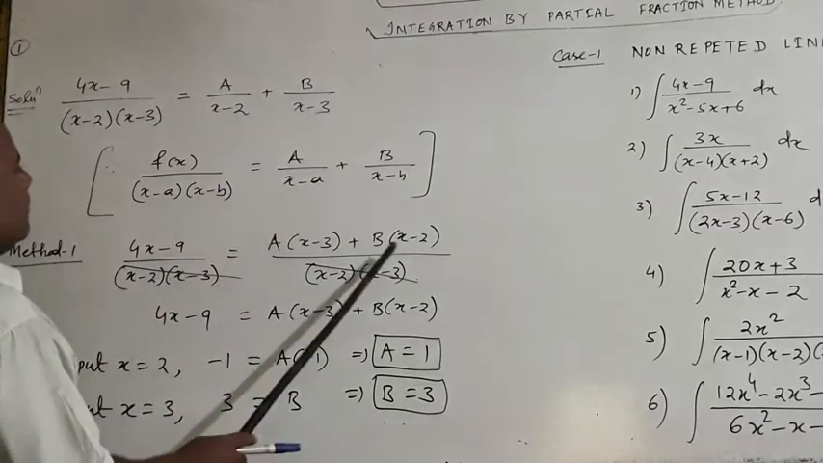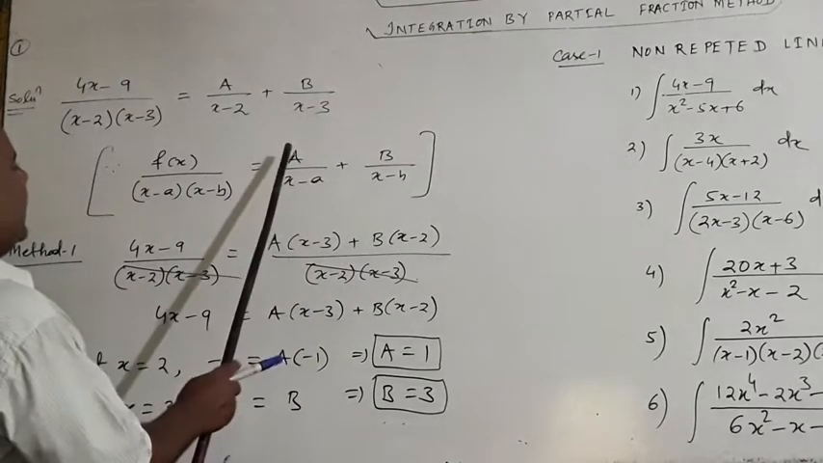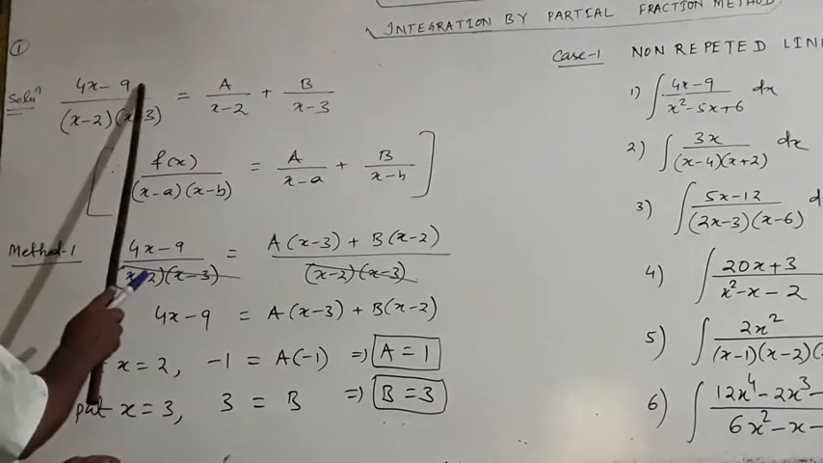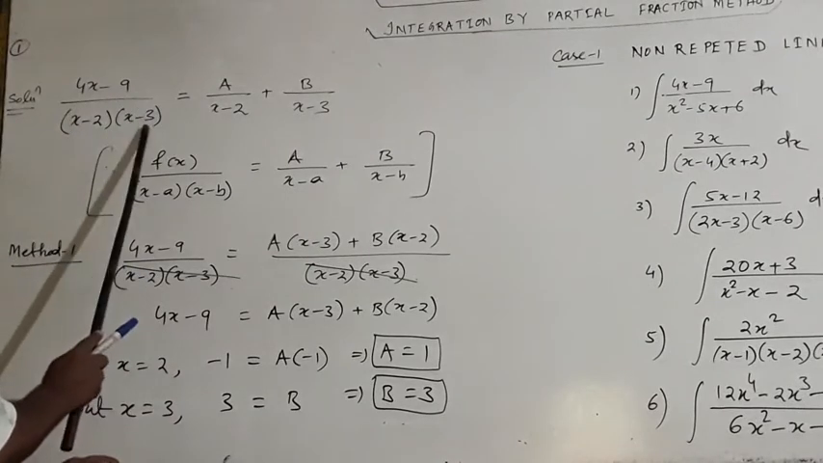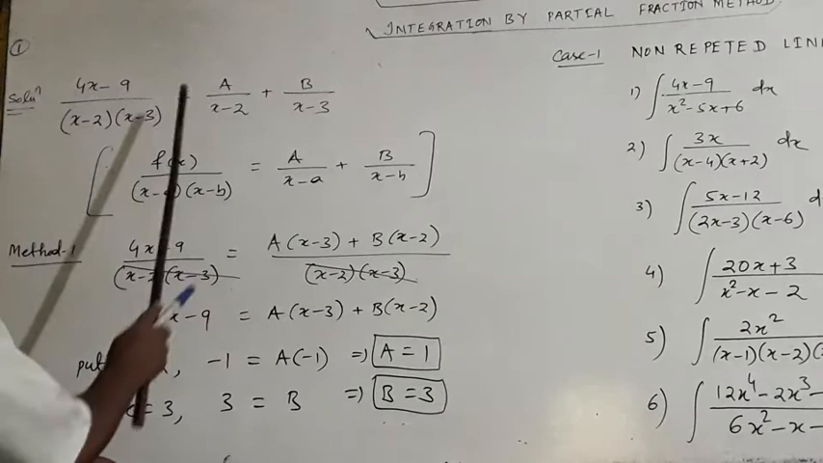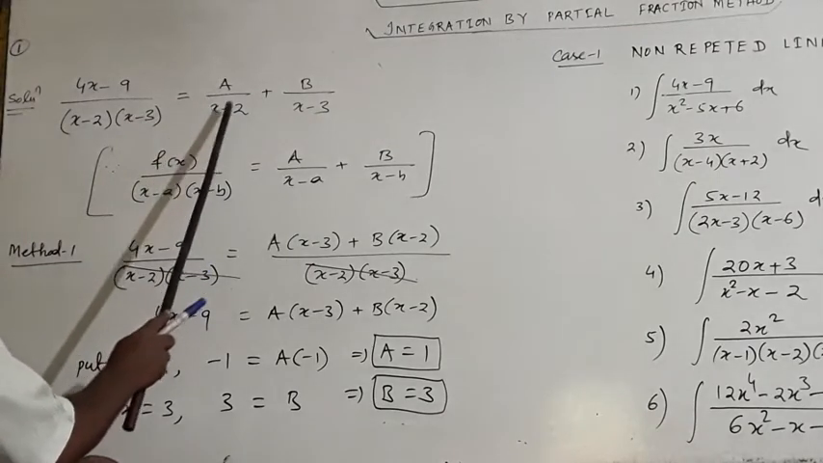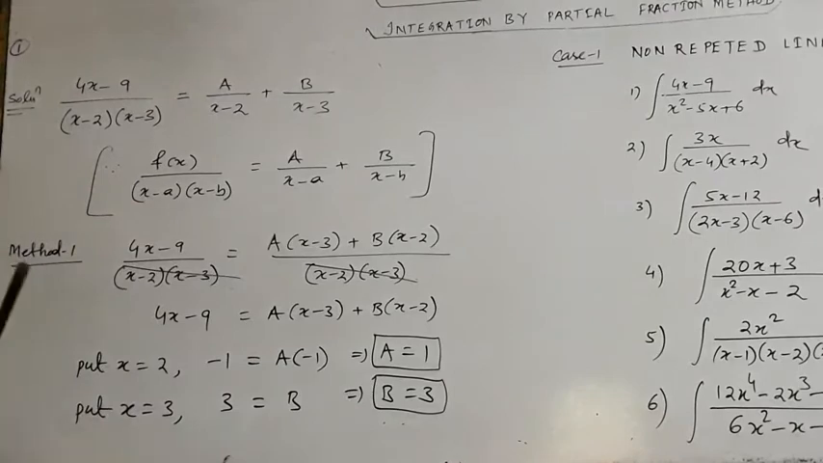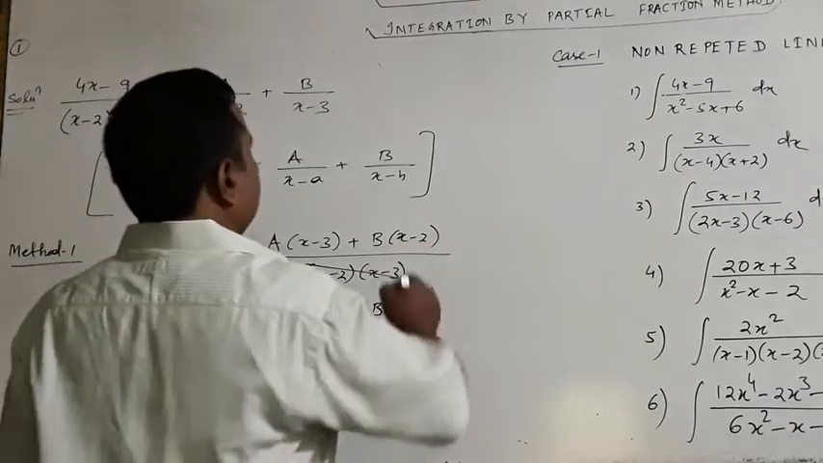Here what we have to do? We have to find A and B. Look here: (4x − 9)/((x − 2)(x − 3)). What am I doing? A/(x − 2) + B/(x − 3). Suppose I am giving one example to you.